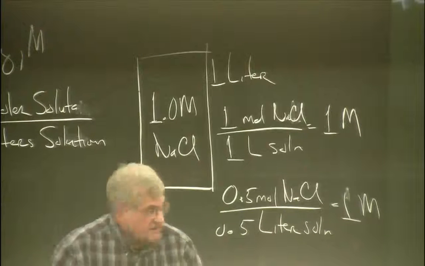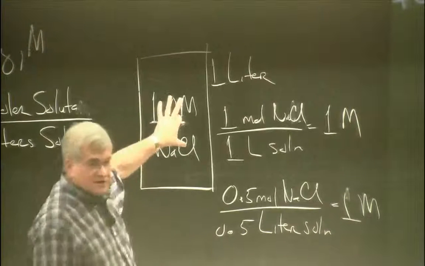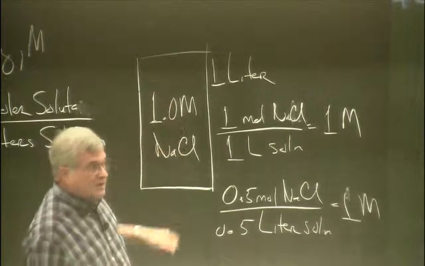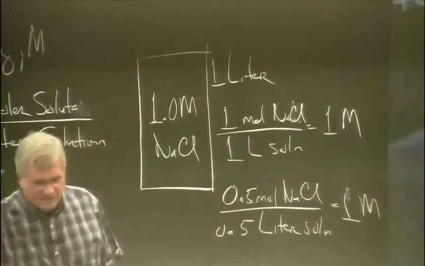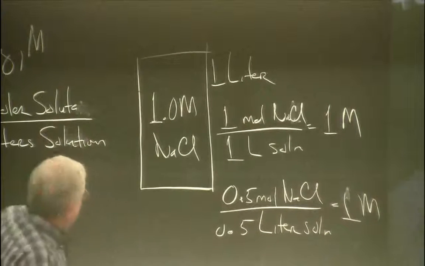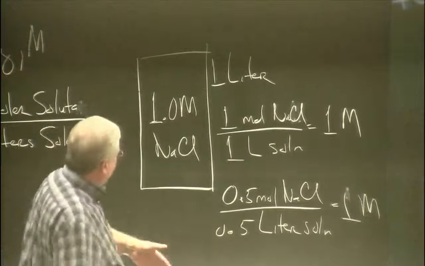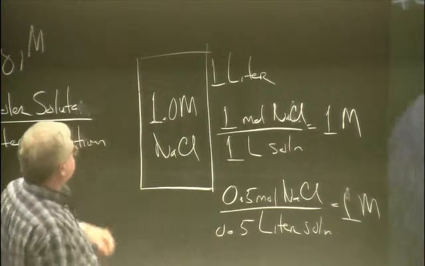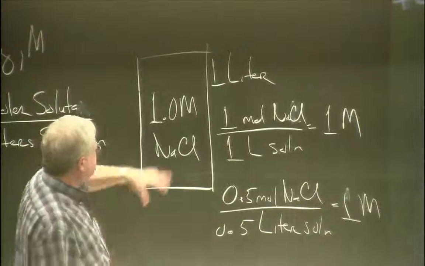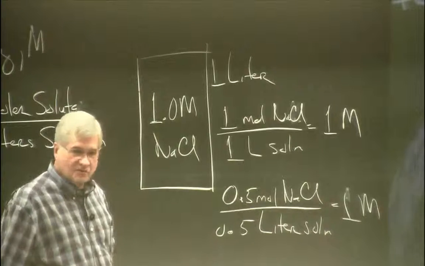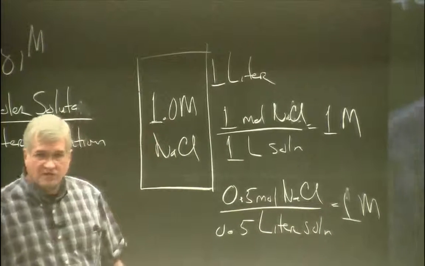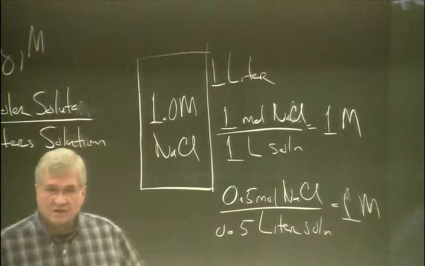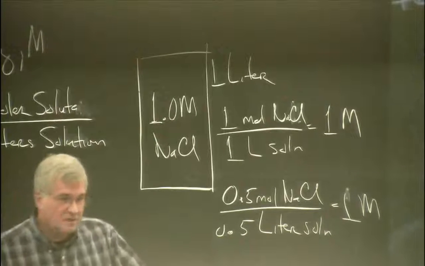Like if we had this as a bottle of stock solution, 1 liter, and let's say you're putting together a galvanic cell or something, and you need 3/10 of a mole of sodium chloride. How much of that would you pour off into another container? 3/10 of a mole.